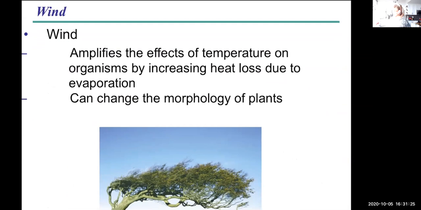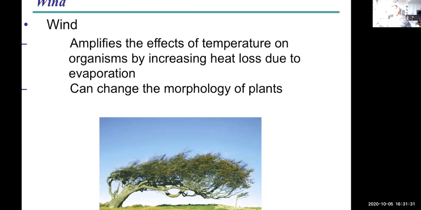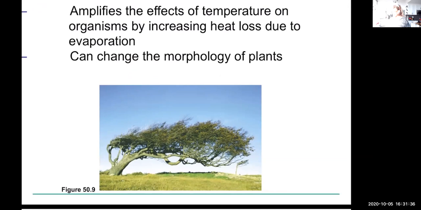You don't think of wind as having a huge effect, but it can. It amplifies the effect of temperature. Heat loss by evaporation occurs when there's a lot of wind, and it can change morphology. So this is a tree subject to a lot of wind. It's known as a krummholz. That means crooked wood in German. And we have a lot of trees like this on our coast, particularly on the side that faces the ocean.